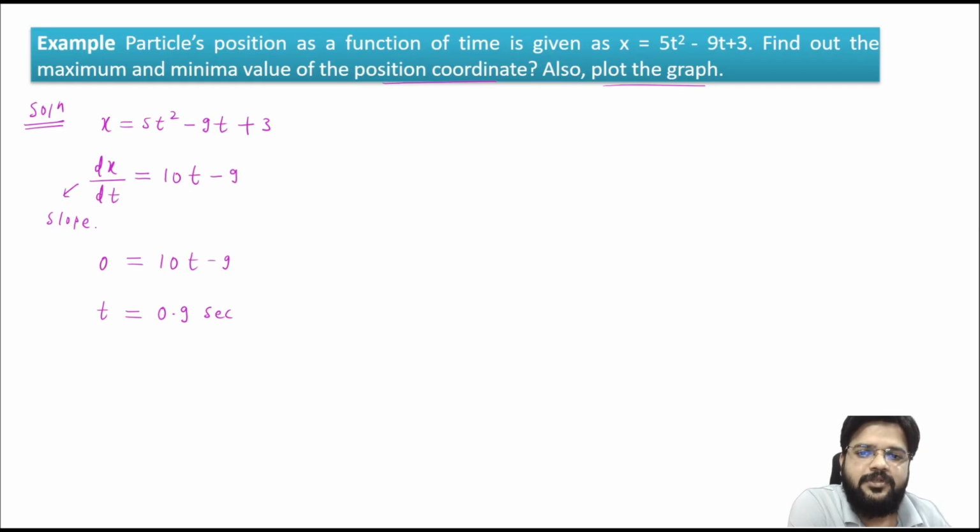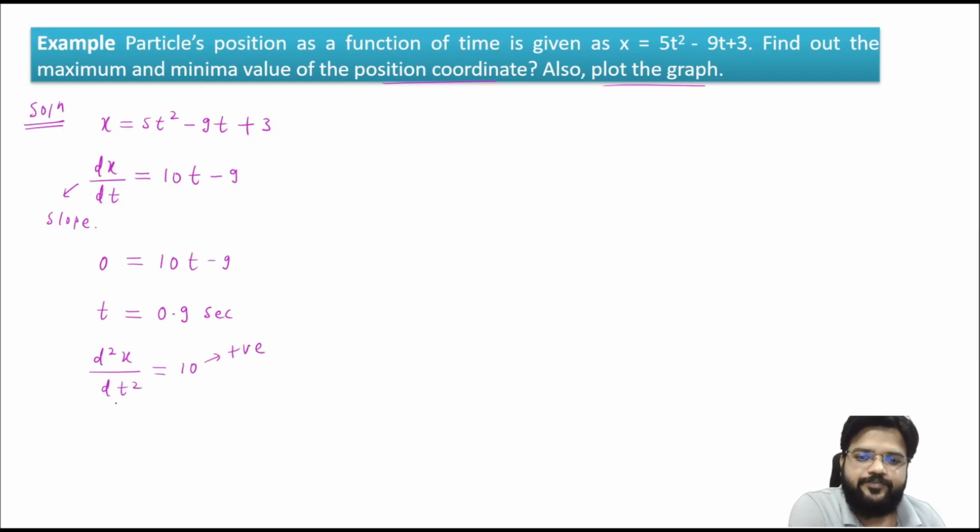At this time maxima or minima is forming, we don't know right now, correct. For this we need to find out the rate of change of slope. So for this again I will do differentiation, the second time, everyone. d2x by dt square equal to the derivative of 10t minus 9. The differential of 10t is 10, and 9 is constant, so it is 0. So the second differentiation we are getting is 10 here.